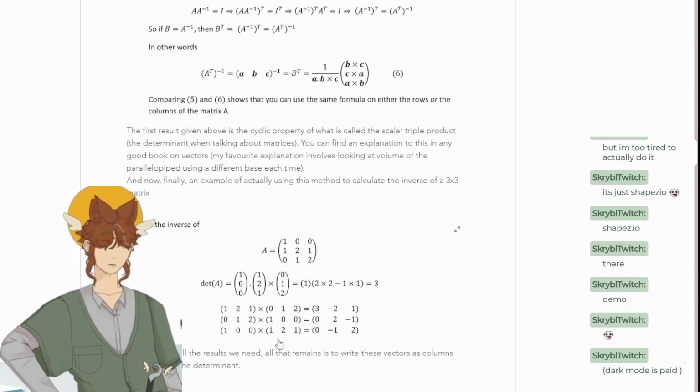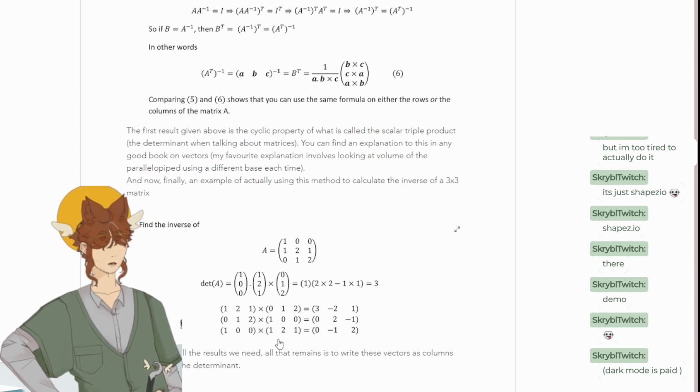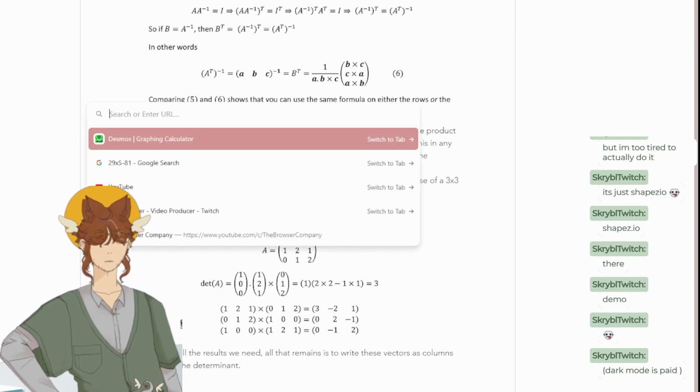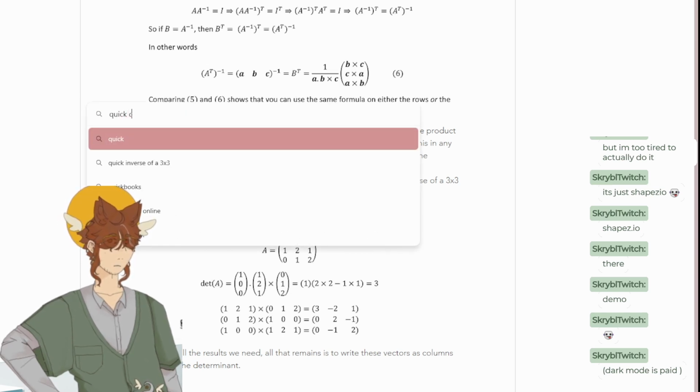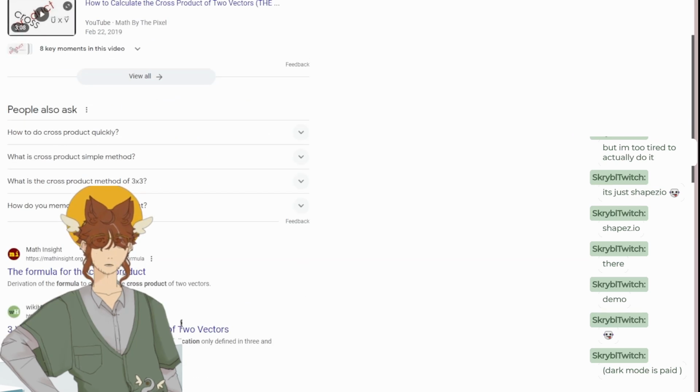Wait, but doing a cross product kind of sucks also. Is that faster? Wait, let me see if there's a quick cross product method, because the way I know it is maybe not super quick.